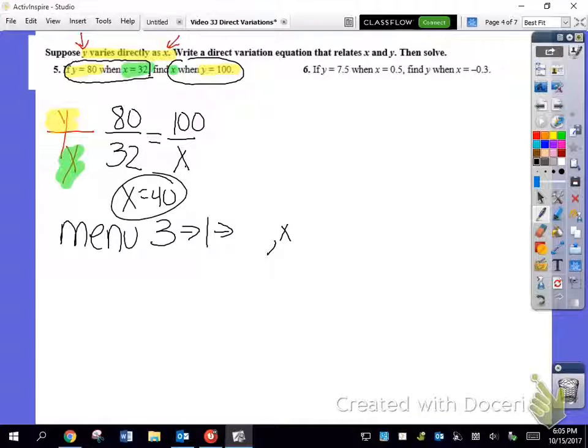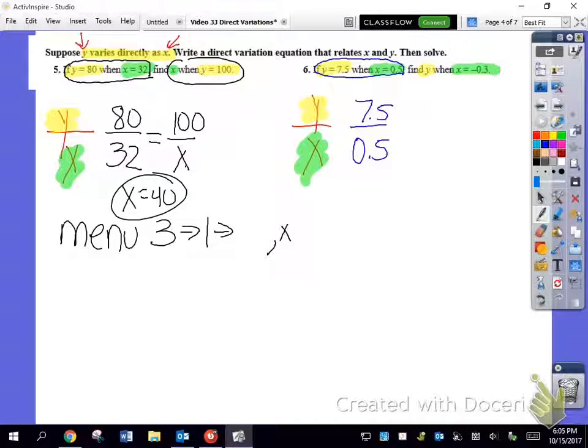Okay? So let's practice setting it up. So we know it varies directly, so we're going to have y over x. Make sure you look carefully. Here's y, and here's y. And this is x, and this is x. Remember, my x's go on the bottom, and my y's are going to go on the top. Now look at your comma. That's what separates. So 7.5 goes on the top, and then 0.5, a half, goes on the bottom. Y goes on the top, and then negative 0.3 goes on the bottom.